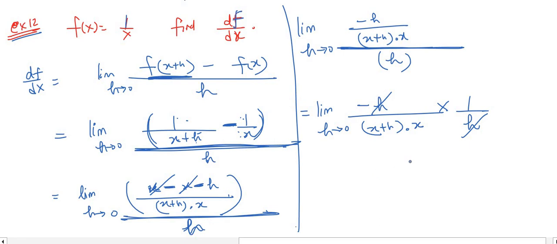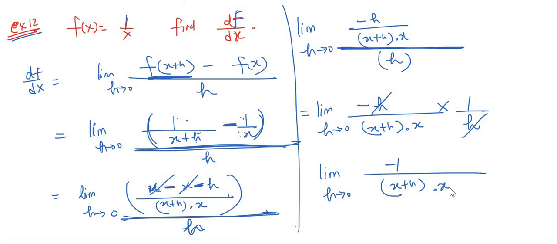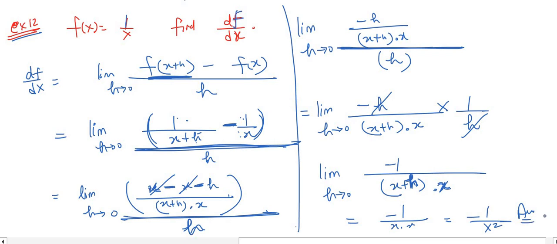Okay, so what I am getting here now is limit h tending to 0 of minus 1 by (x plus h) into x. Now we cannot simplify further. So the point now is just put h equal to 0. If I put h equal to 0, I am getting 1 by x into x. So the answer is minus 1 by x square. This is my answer. Okay.